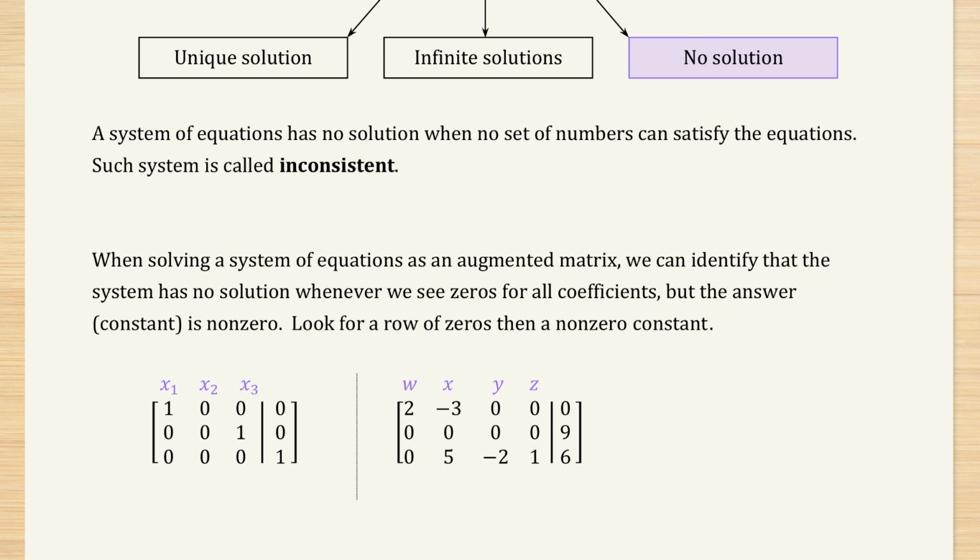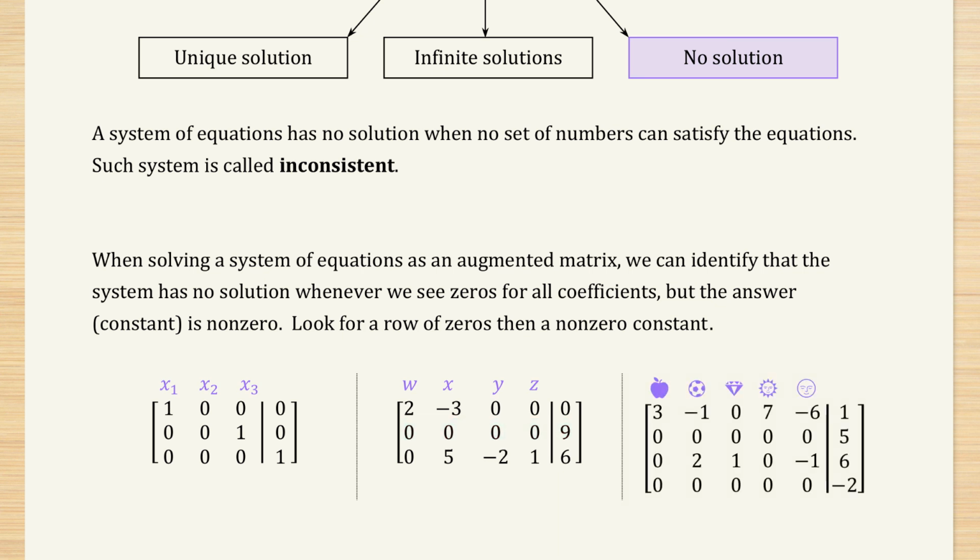In another system of equations, we have the unknowns w, x, y, and z. And after some row operations, we get this result. We have this row, which has zeros for coefficients, but then a non-zero constant. This system is also inconsistent. If another system has the 5 variables, apple, soccer ball, diamond, sun, and moon, and with some row operations, we get the second row. Coefficients are all zeros, but then a non-zero constant, 5. Or in the fourth row, we also notice the pattern, all zeros for coefficients, but then a non-zero constant, -2. We know that this system of equations has no solution and is inconsistent.